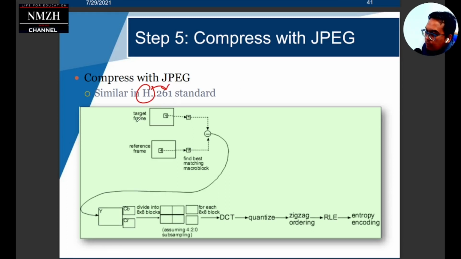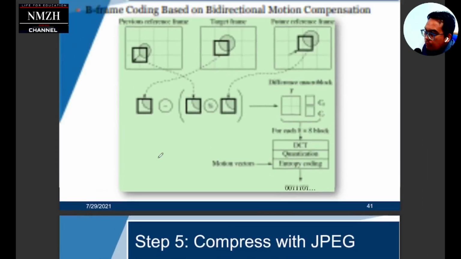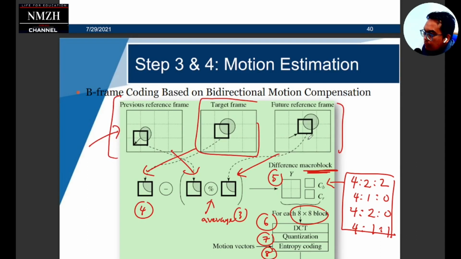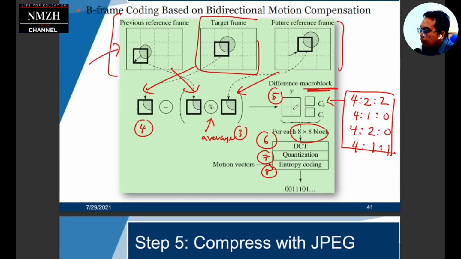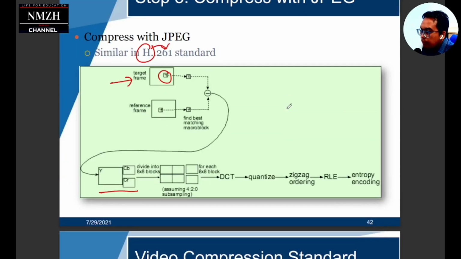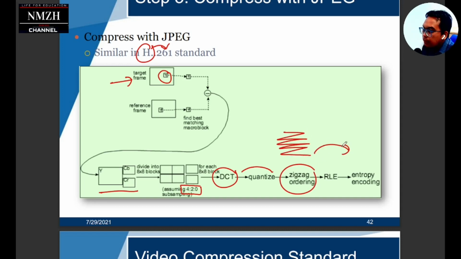Okay, so the target means the target frame that we want to see, this one. The reference means previous and after. So compare it and we go this way. What is this? This is step number 5, the difference macroblock. And we need to use this one, remember, 4:2:0, 4:2:2, 4:2:1, and this one's DCT, quantization, and zigzag ordering, and this one is entropy coding. That would be the procedure on the B frame. Okay.